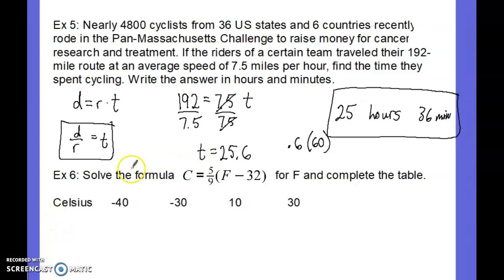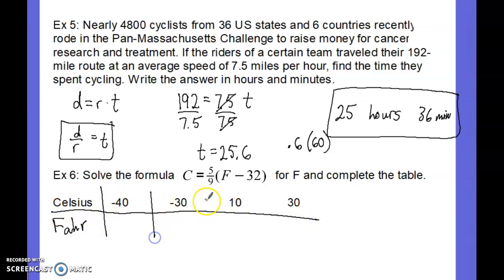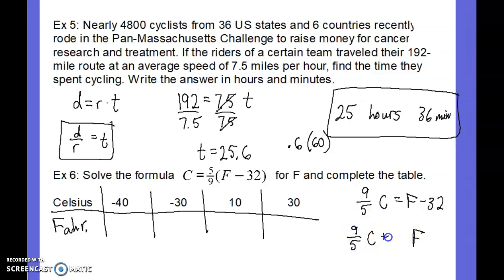So I didn't finish this table because it didn't really work for me. And what they're asking you to do is change from degrees Celsius to degrees Fahrenheit. That's what F stands for. I'm not going to try and spell it. But what you could do is just solve this problem. Well, how do you get rid of a fraction? Multiply by the reciprocal. So 9/5 C will equal F minus 32. And to solve for F, you need to add 32 over. So 9/5 C plus 32 is equal to F.